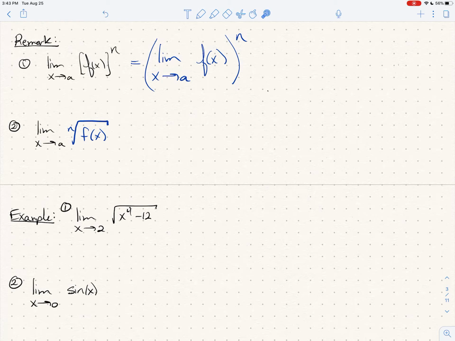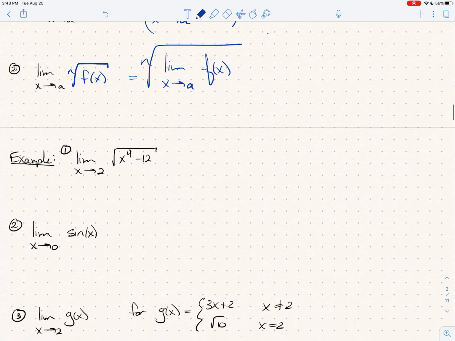It's basically just the product rule applied n times. Now, I didn't write it down, but for this rule to hold, you need to know that this inside limit actually exists. Okay, so on a similar note, if you have the limit as x goes to a of the nth root of a function, then you can write this as the nth root of the limit of the function. And so I think these rules are best learned via example. So let's just do one.